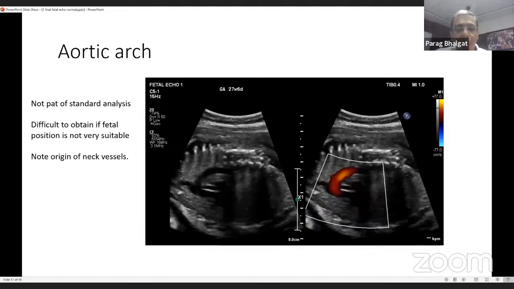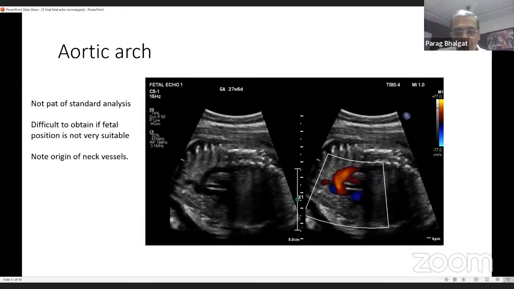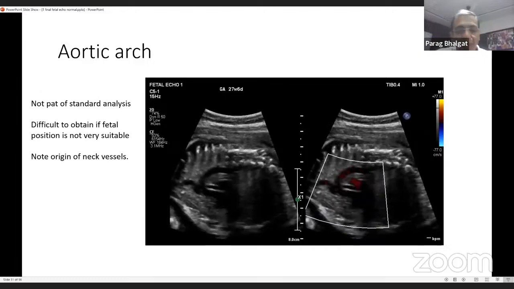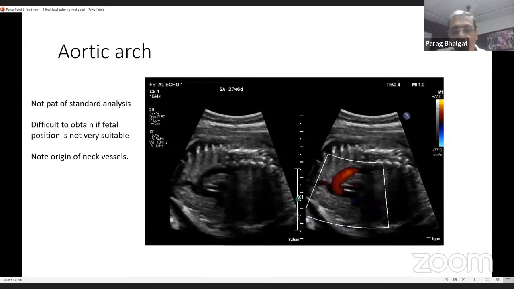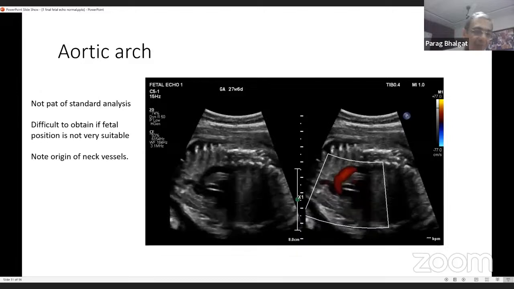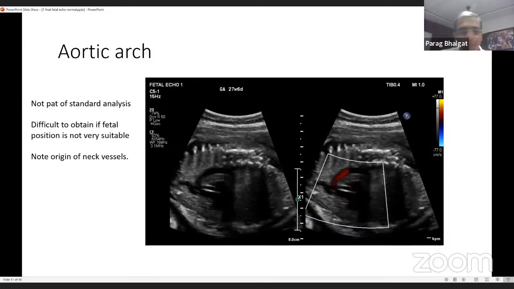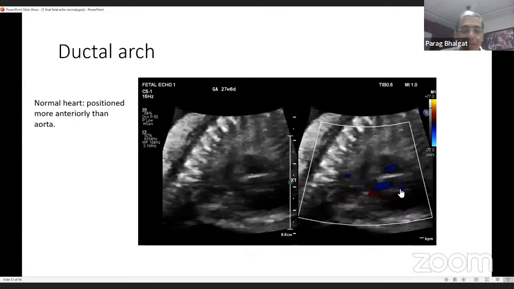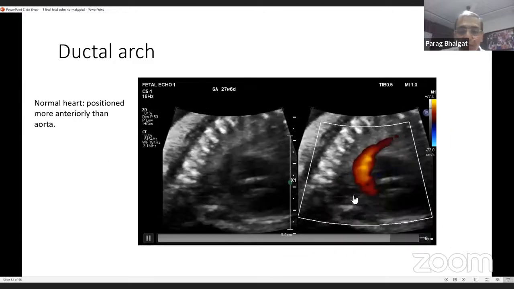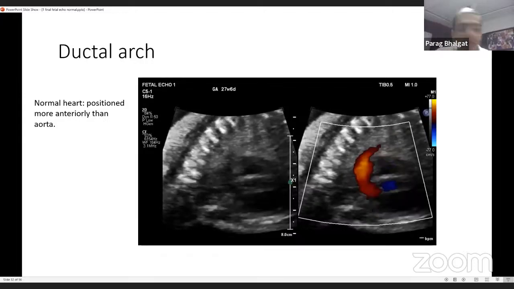This is the aortic arch seen from the LV. Its origin is more posterior than the pulmonary artery. It is more of a U-turn than the PA. It is a little difficult to obtain when the fetal position is not very great. Try to note the origin of one neck vessel that is seen here. This neck vessel is the RSA. You can see a trivial flow seen horizontally. Next is the MPA, the ductal arch going down. It is more anteriorly placed, arising just behind the sternum.